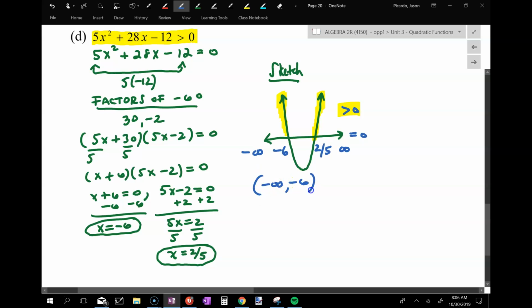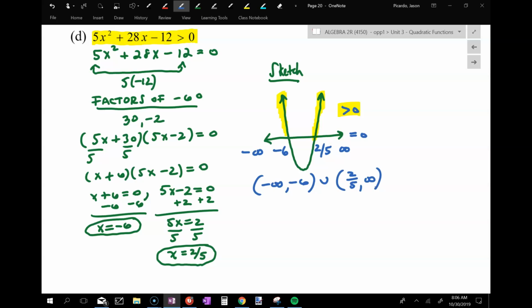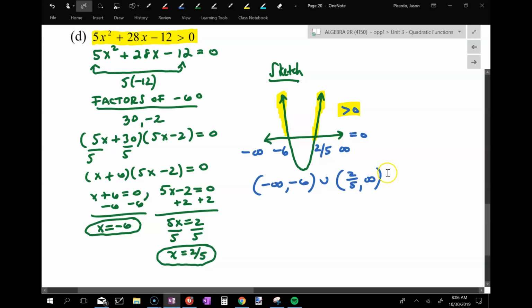-infinity to -6, and 2/5 to infinity. Why did I use parentheses? Yeah. Ugh, God, what a bunch of morons.